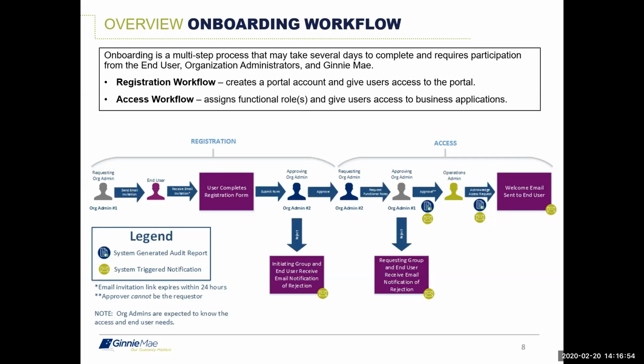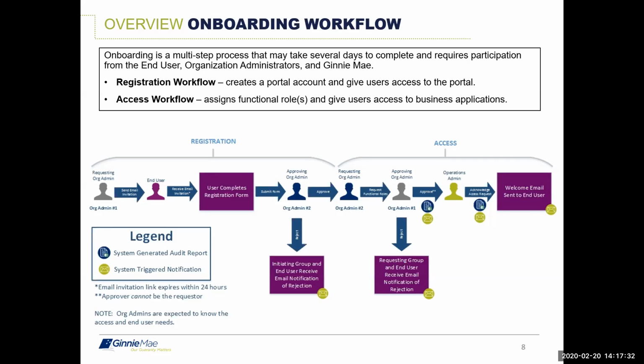This is an organization administrator who has sent an email registration invitation to an end user. When the end user receives that email, there's a link in there that they select in order to get to an electronic registration form. They complete some fields in that form and then submit it. A second organization administrator, meaning not the organization administrator that requested that registration access for this particular user, will go in and either reject or approve that request to establish an account.